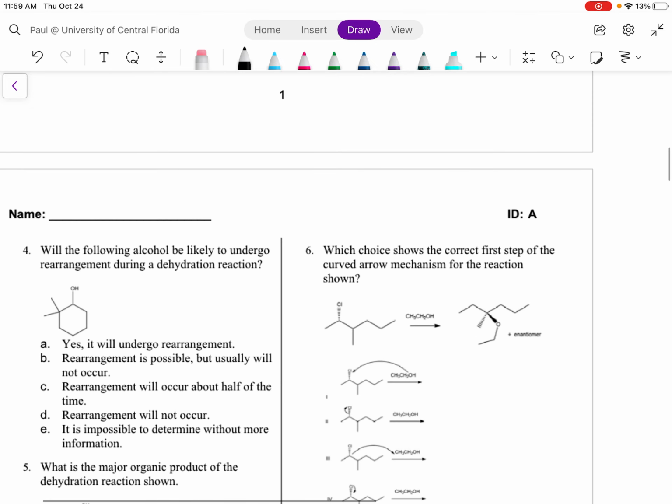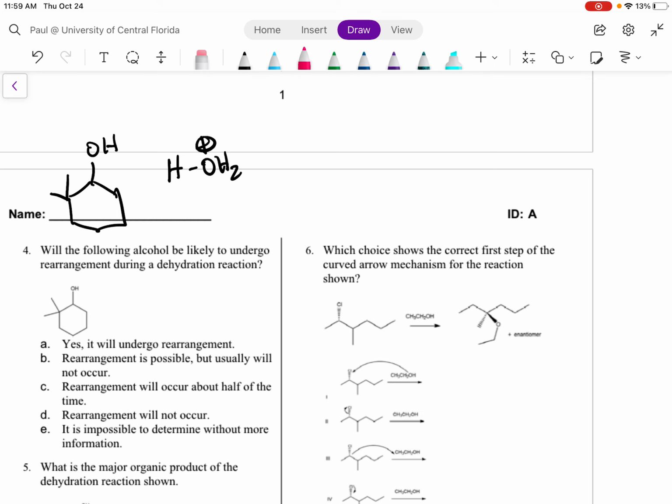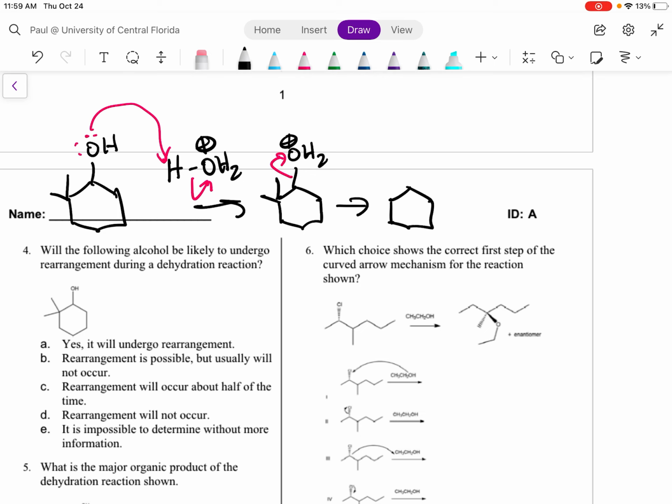Which of the following alcohols will undergo rearrangement during a dehydration reaction? Well, when we look at the first step of the mechanism, what happens under dehydration, we're going to have hydronium. And so that's going to come in and grab that proton because we are under acidic conditions. And so that is going to give us water. That is now a good leaving group. And so when it leaves, we're going to generate a secondary carbocation.